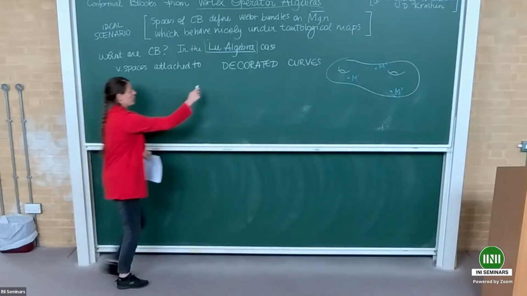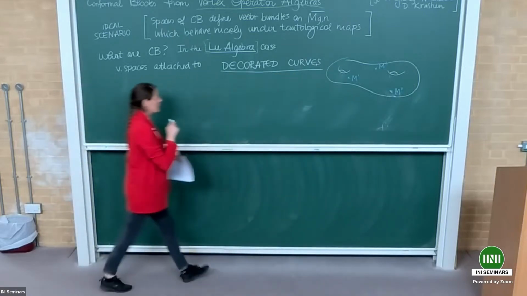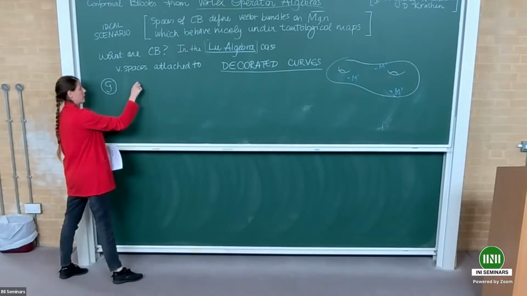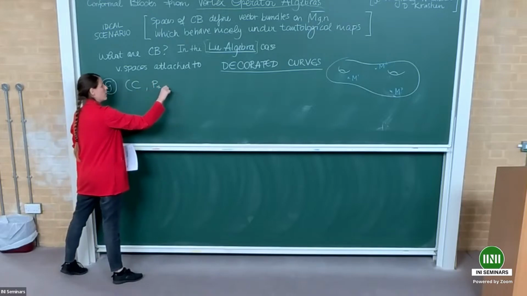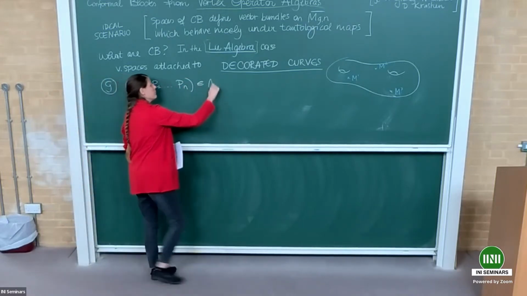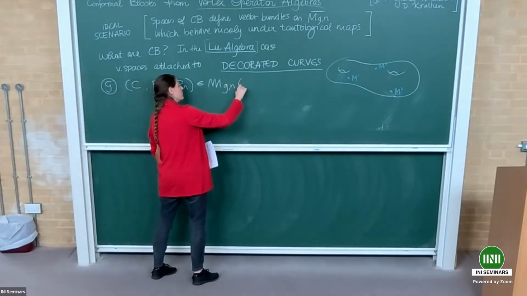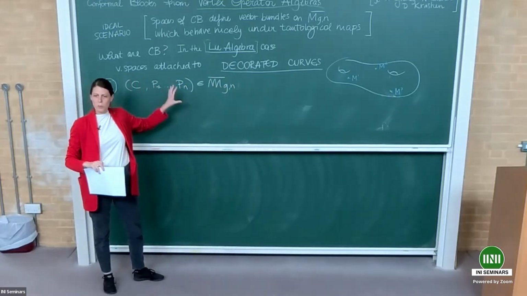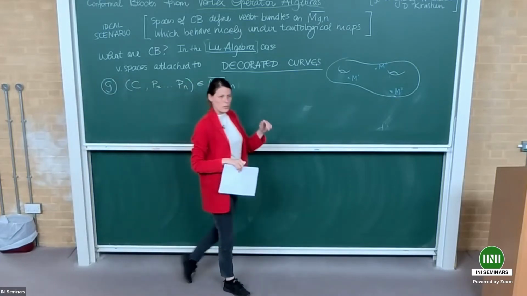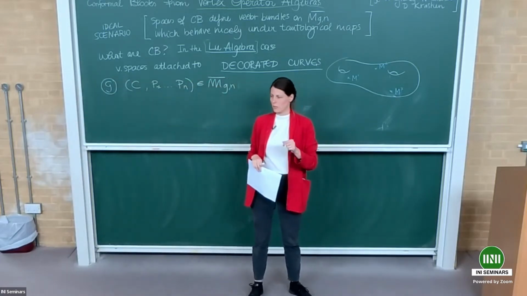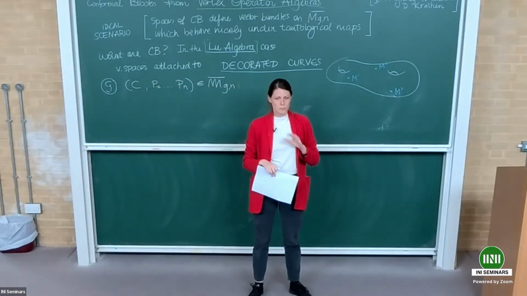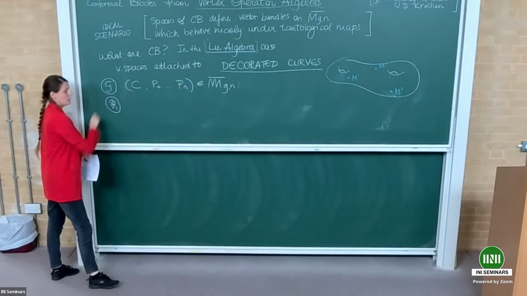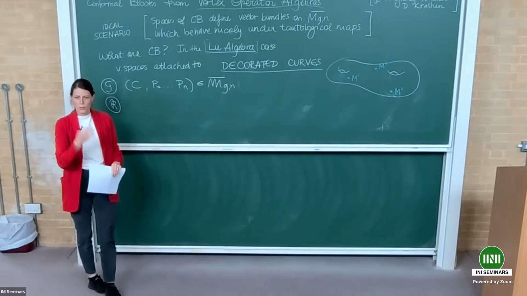So I can encode this description by saying that I have a geometric input. So the geometry: I have a curve. I have a fixed curve, which can be smooth or can have at worst nodal singularities, and I have n distinct ordered points, which must be smooth. This is my underlying curve. And then I have what we call the representation input, like the decorations.